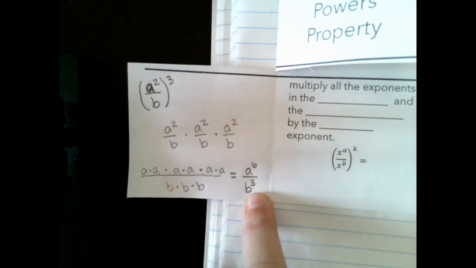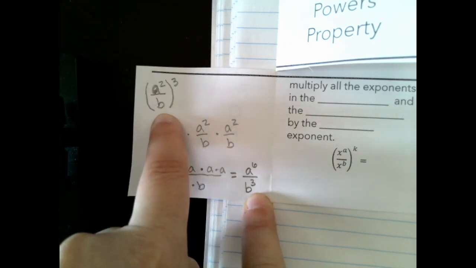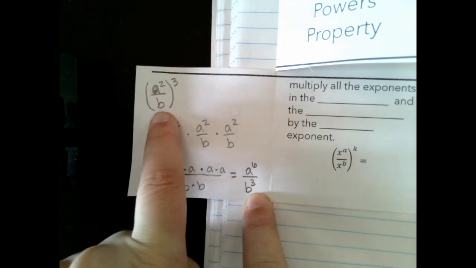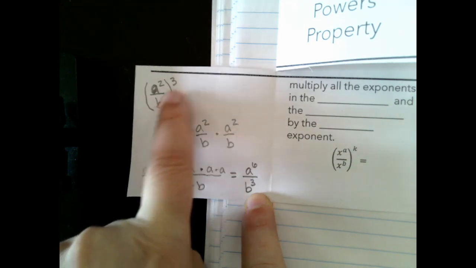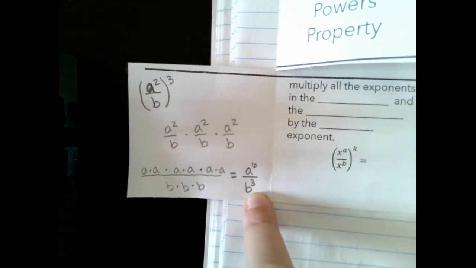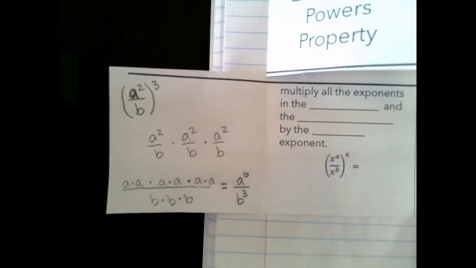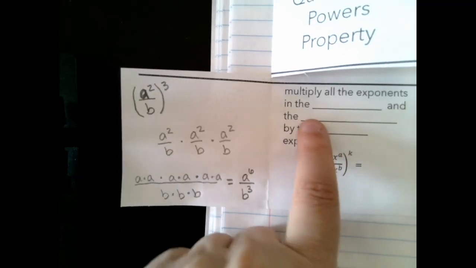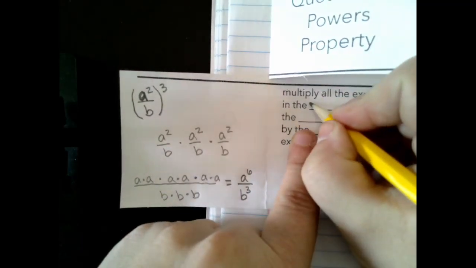How have I gotten the b to the 3rd power? Good. When we don't see an exponent, how many b's is that saying? 1. So 1 times 3 is 3. So we're still multiplying. Good. So we're going to multiply all the exponents in the numerator.